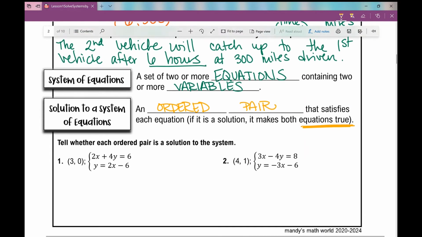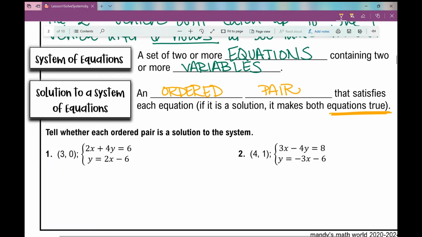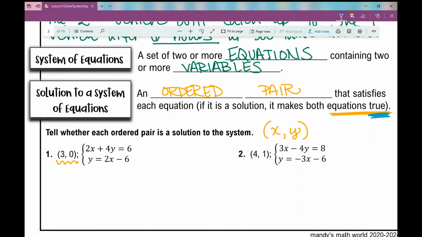So here's what it does. We just looked at it graphically, but what if I just give you an ordered pair and I give you two equations that look like this? How do you tell if this is a solution to this system of equations? Keep in mind, an ordered pair is written x, comma, y. What I'm going to do is substitute each value in for its corresponding variable in both equations. And I'm looking to see if it makes both equations true. So let's talk about what that means.